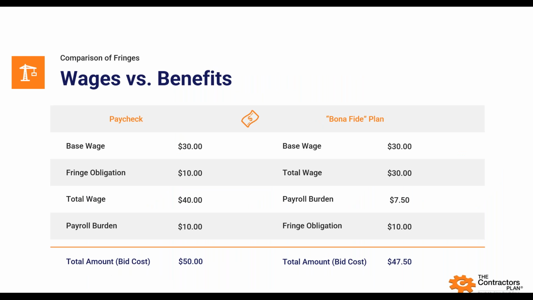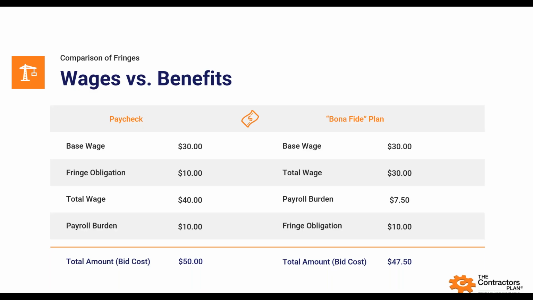Let's now look at this on a more numerical basis. Okay, so this is an example of an individual employee for a single hour. On the left, I've got a merit shop contractor not offering bona fide benefits, not paying the fringes into a bona fide plan, just paying the fringes in the paycheck. So I've got a base wage of $30, a fringe obligation of $10, gives me a total wage of $40. 25% of $40 is $10. So that gives me a total bid cost of $50.